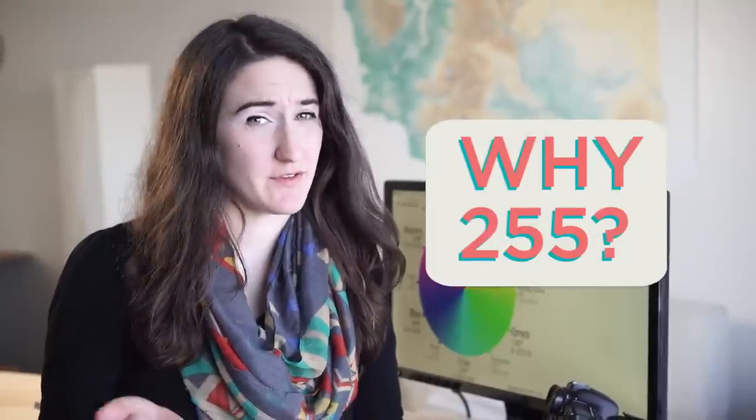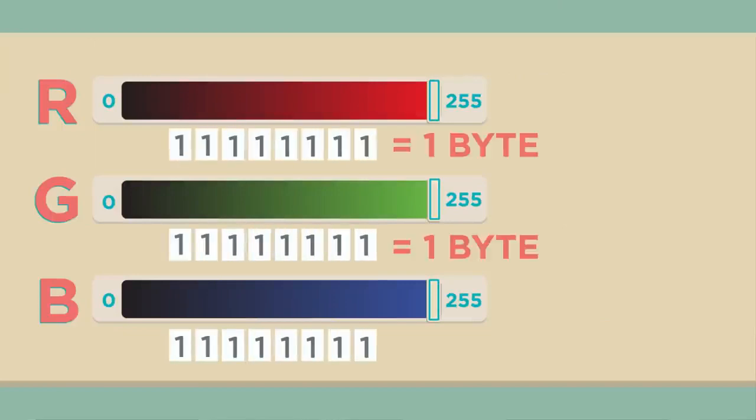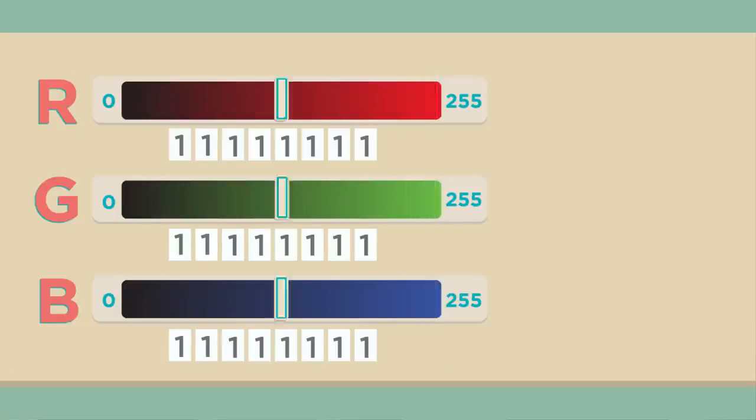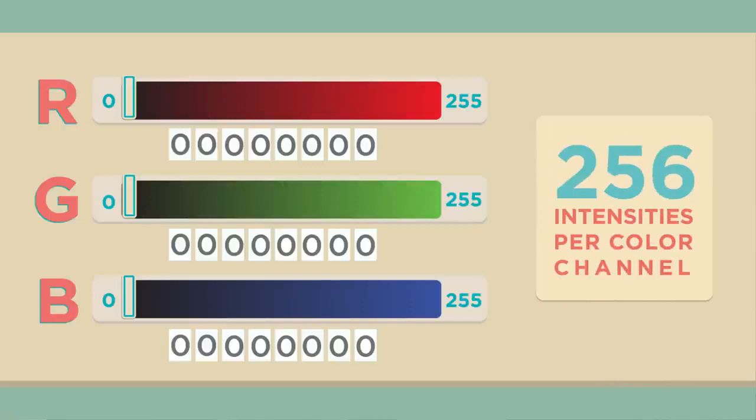But why do RGB values go from 0 to 255? Turns out that each color channel, RGB, is represented by 8 bits, which together are called a byte. If you know the binary number system, you know that the maximum number 8 bits can represent is 255, which is equal to 8 ones in a row. And the lowest is 0, or 8 zeros in a row. Therefore, 0 to 255 gives us 256 different intensities per color channel.